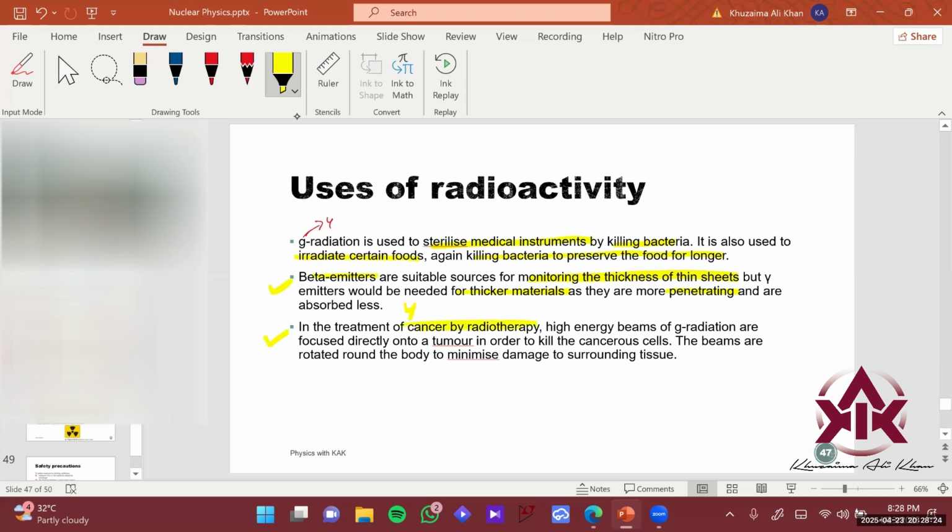And then gamma rays are used in killing cancer cells. Okay? Where basically we place high energy beams of gamma radiation on a tumor, that is basically a cancerous cell, and it can basically kill those particular cells if you expose a certain amount of radiation. If you are overexposed to gamma radiation, again it is harmful. Right? So the beams are rotated around the body to minimize the damage to surrounding tissue.